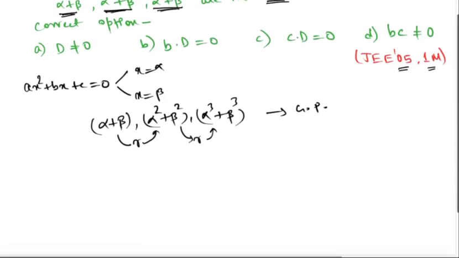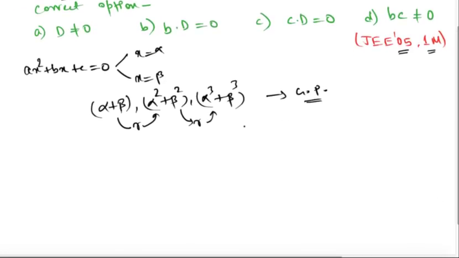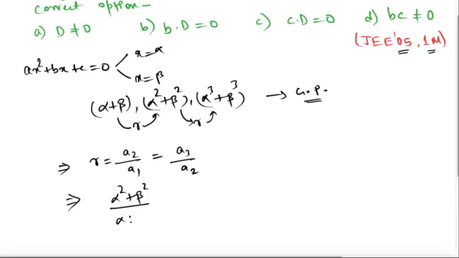So I can write using the property of geometric progression that the ratio of a2 upon a1, which is equal to this common ratio, will be equal to the ratio of the third term divided by the second term, which is nothing but equal to r itself. So now let us put the values. So this will give me (alpha² + beta²) divided by (alpha + beta) should be equal to (alpha³ + beta³) divided by (alpha² + beta²).